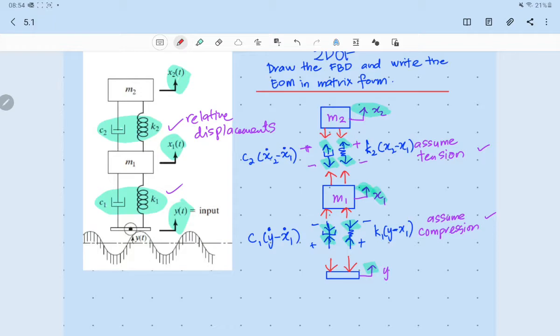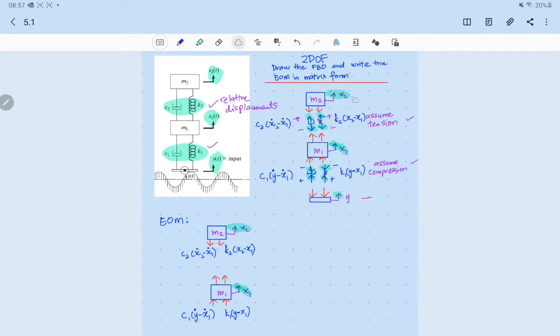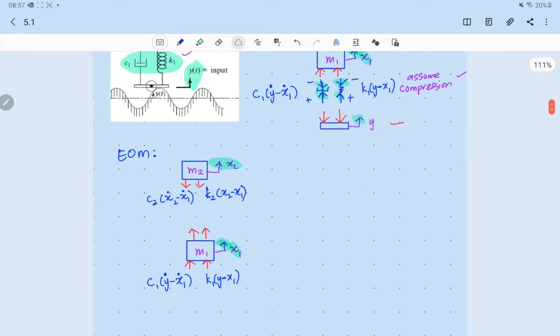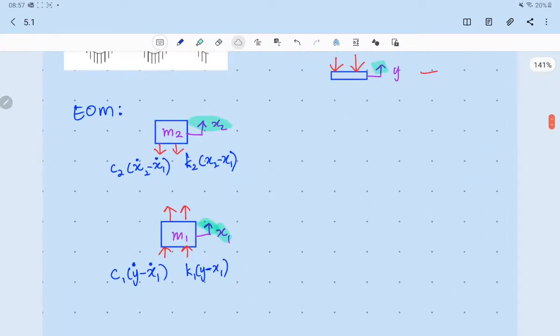So now you just need to write the equation of motion based on M1 and M2. No worries, you don't have to write for y, because it's all taken care of from the action reaction. So you just need to write for M1 and M2. Okay, so I've actually copied only all the forces for M1 and M2 here, so that it is easier for us to write the equation of motion.